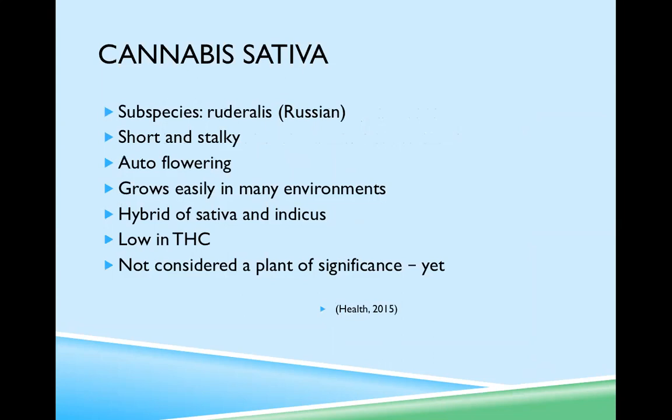Cannabis sativa ruderalis is a short, stocky, auto-flowering plant. It grows easily in many environments. It's a hybrid of sativa and indicus. It's low in THC. And right now it's not considered a plant of significance. However, that may change as the field of cannabis continues to grow.